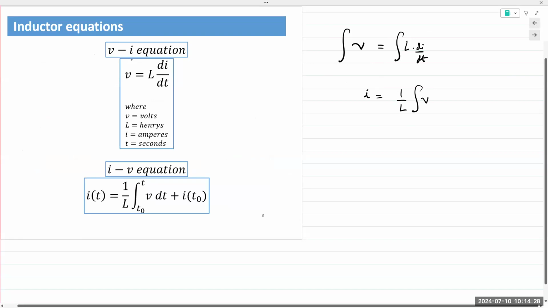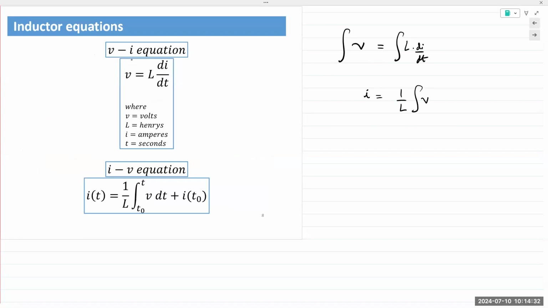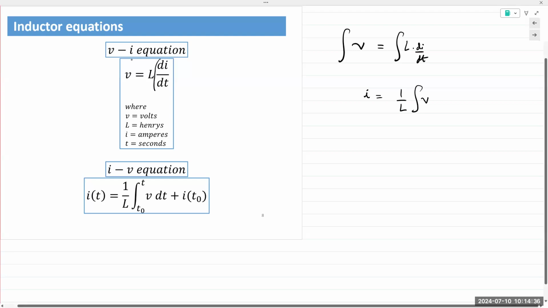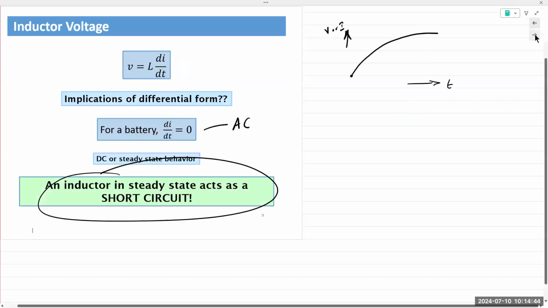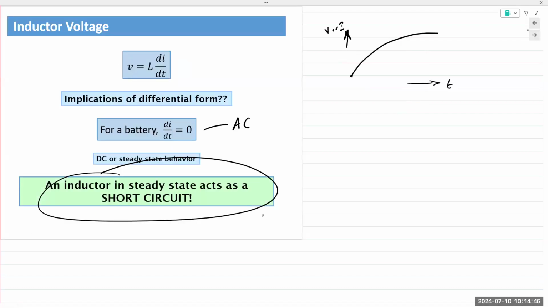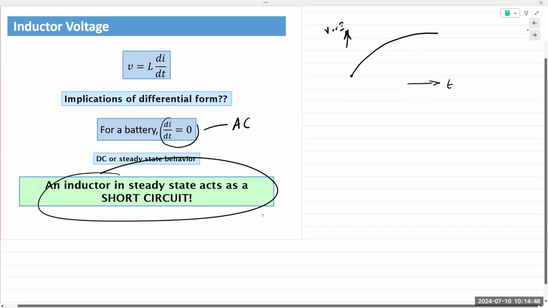If the current does not change, meaning it's constant, the incoming input current is DC, then this quantity di over dt goes to 0. That means the voltage across the inductor is 0. In physical terms, if you apply a DC current to an inductor, the inductor behaves like a short circuit.